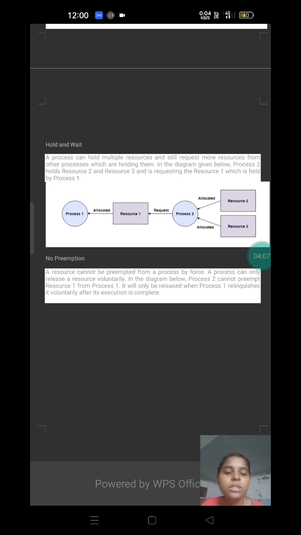A resource cannot be preempted from a process by force. A process can only release a resource voluntarily. In the diagram below, process 2 cannot preempt resource 1 from process 1. It will only be released when the process relinquishes it voluntarily after its execution is complete.